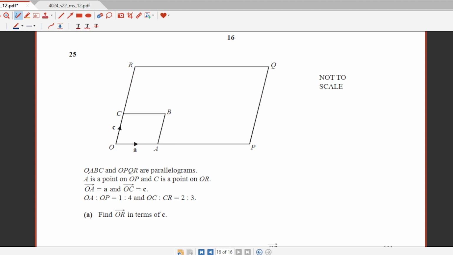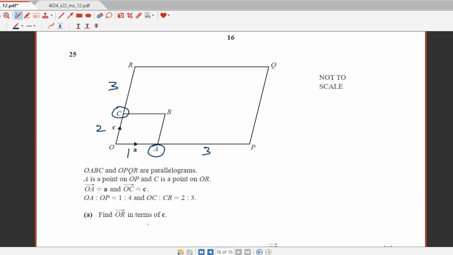Question number 25. OABC and OPQR are parallelograms. A is the point on OP and C is the point on OR. OA ratio OP is 1:4, which means if OA is 1, then OP is 4. OA is 1, complete OP is 4, means AP is 3. And on the other side, OC to CR is 2:3. This side is 2, so CR should be 3. These are the given ratios.